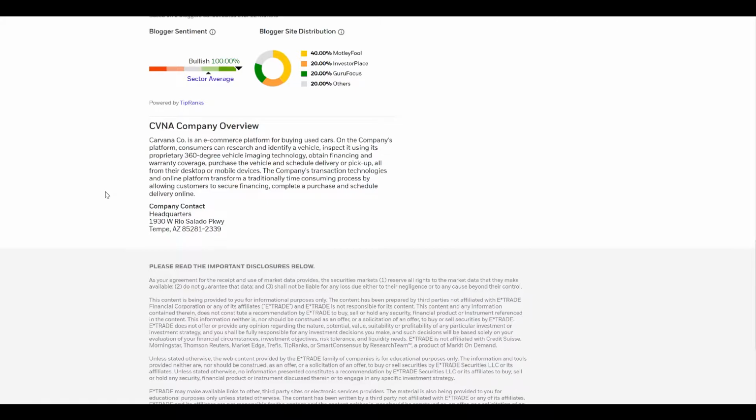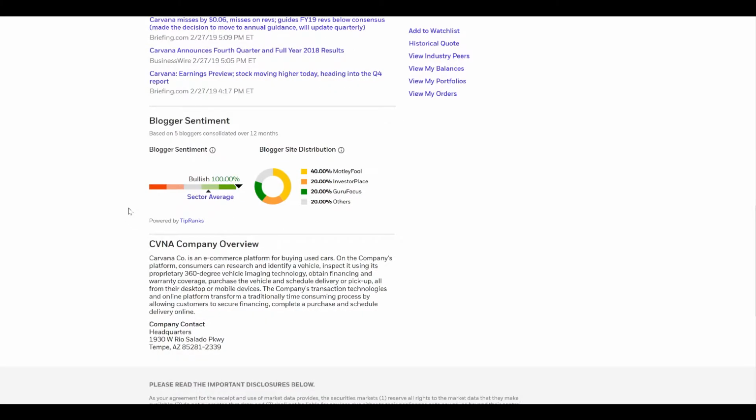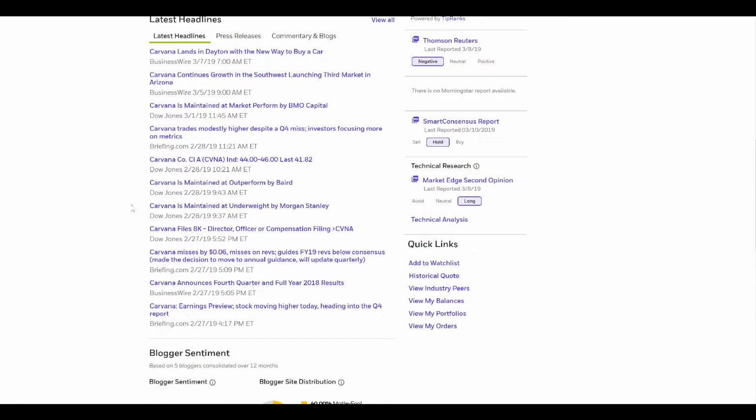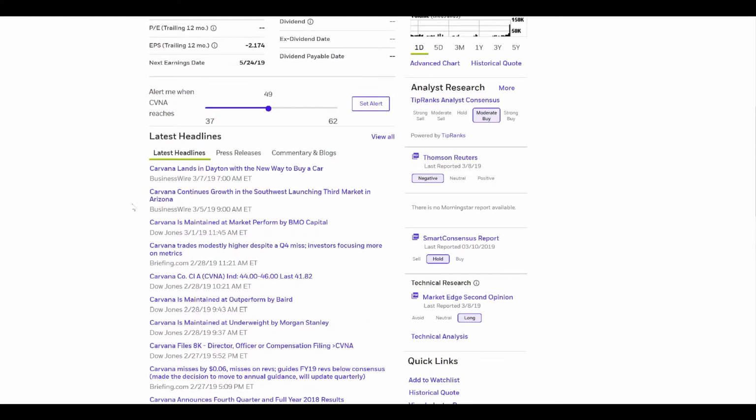The company's transaction technologies and online platform transform a traditionally time-consuming process by allowing customers to secure financing, complete a purchase, and schedule delivery online. So that sounds pretty good, right? New cars aren't selling as much because used cars are lasting longer, plain and simple. So why would you go out and get a new car when the one you have is working?